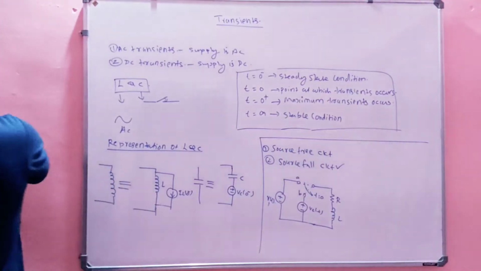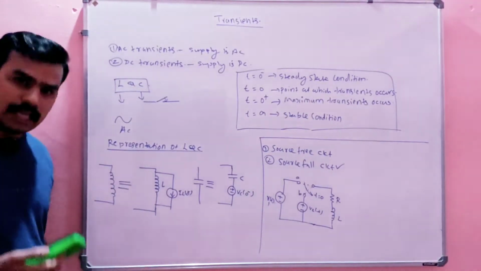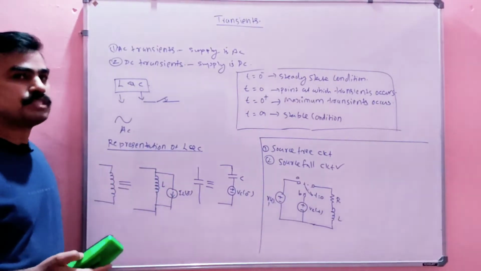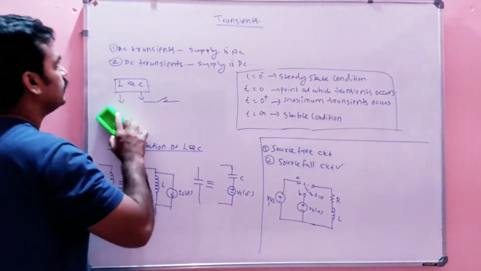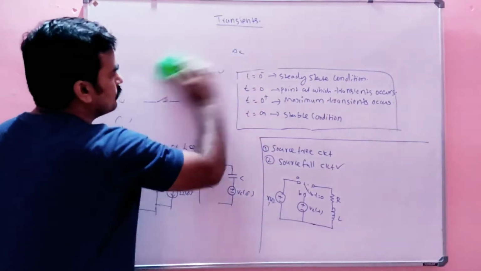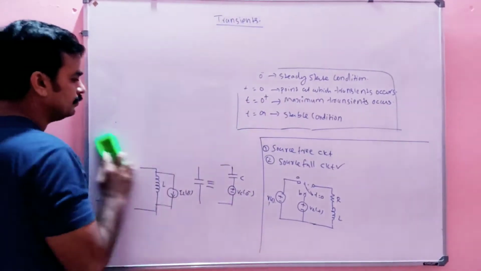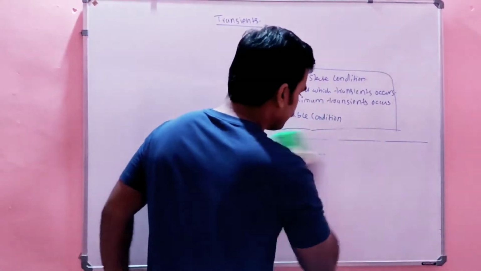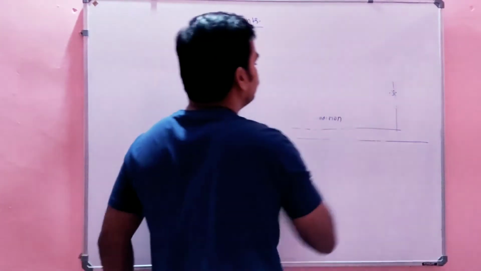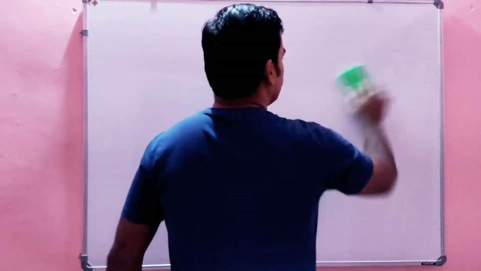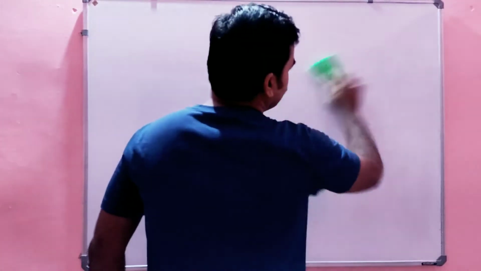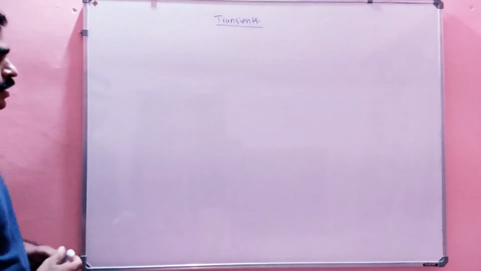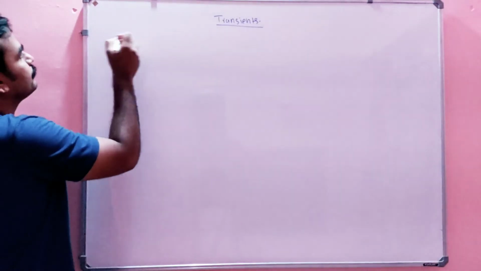We have to know some basic equations for the source free as well as the source full circuit, and only then can we solve problems. Let's see what they are. You have to continuously revise this session, then only will things be clear to you, because this is a somewhat difficult session.